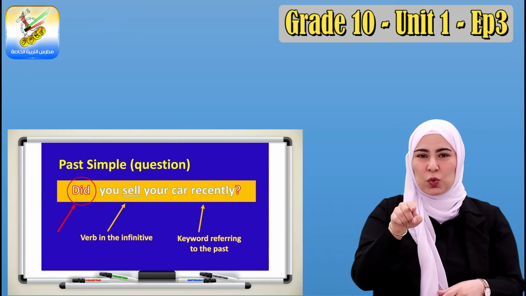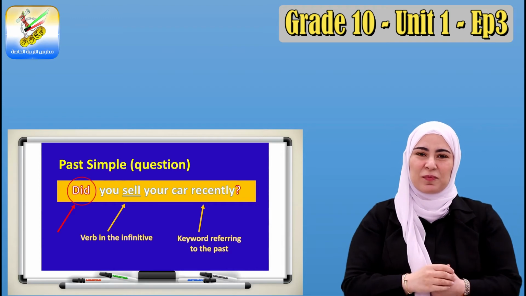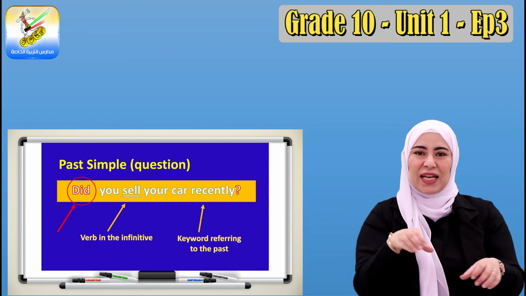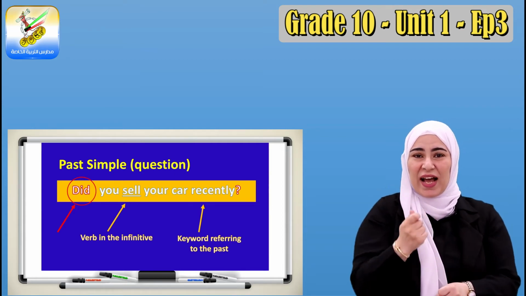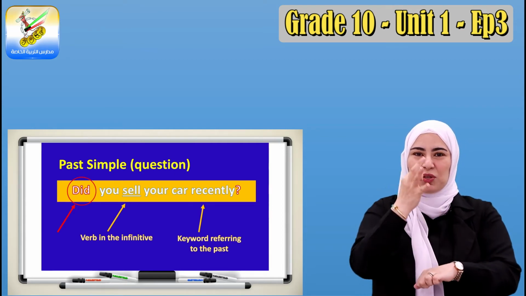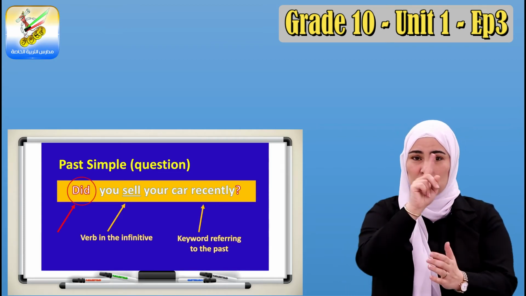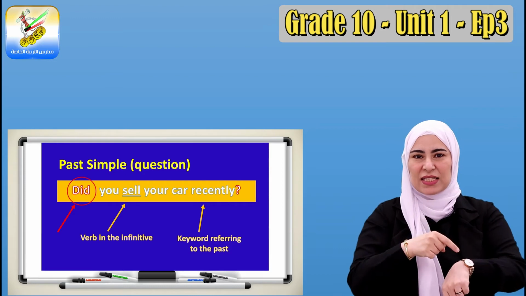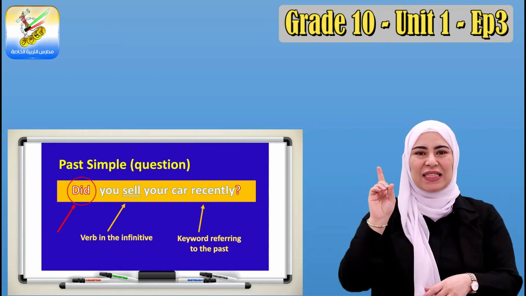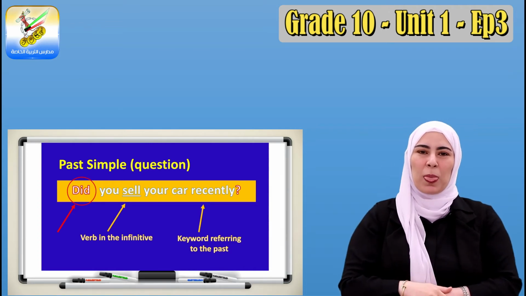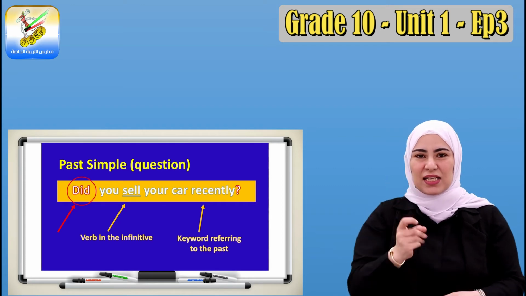So, did you sell your car recently? Here, sell is a verb. But because I use did, and did refers to the past, I don't need to put it in any form other than the infinitive. When the reader reads this question, or when someone listens to it, they will know immediately that you are speaking in the past simple. Did refers to the past. And remember, after did, the verb is always in the infinitive.